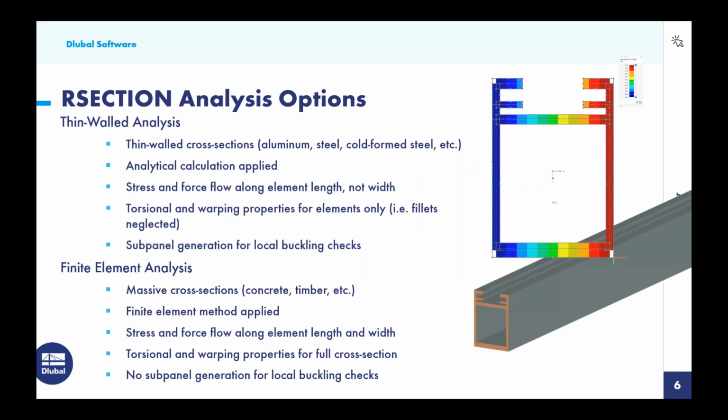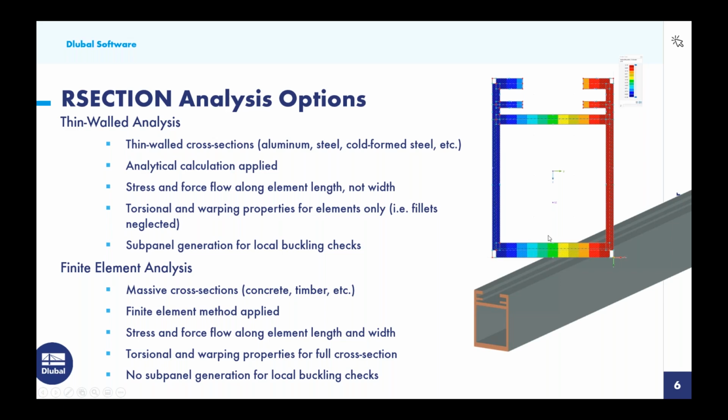So we'll go back to the PowerPoint to explain the differences between these two, beginning with the thin-walled analysis. This analysis type should be used for exactly that, thin-walled cross-sections. I'm talking about aluminum, steel, cold-formed steel, and so on. This is going to apply an analytical calculation. What we'll see is that the stress and force flow will be considered along the element length, but not the width. And what I mean by element is each one of these, such as the wall over here on the left, is considered an element.